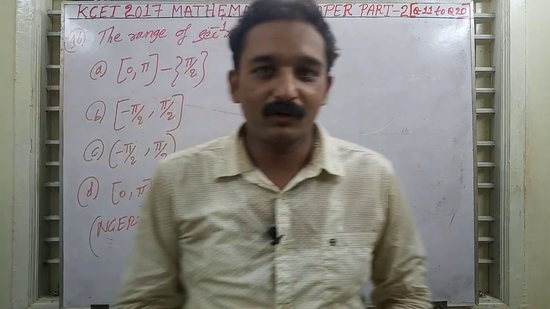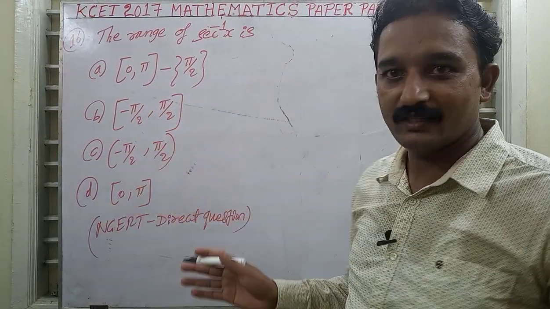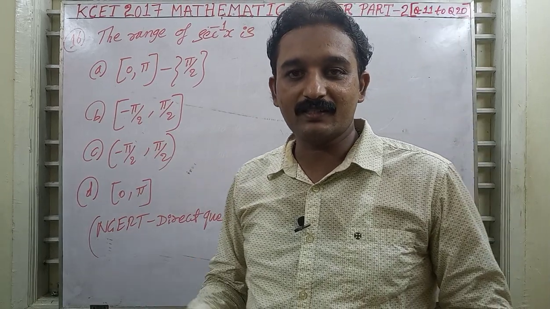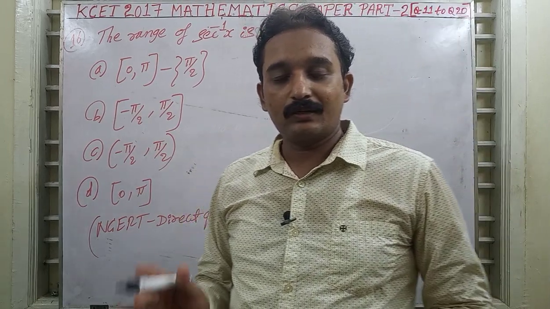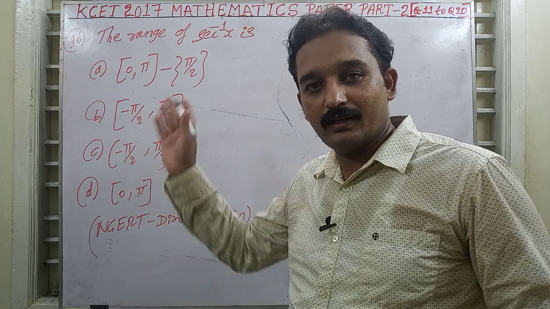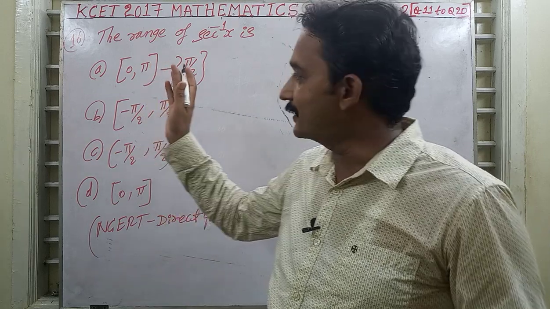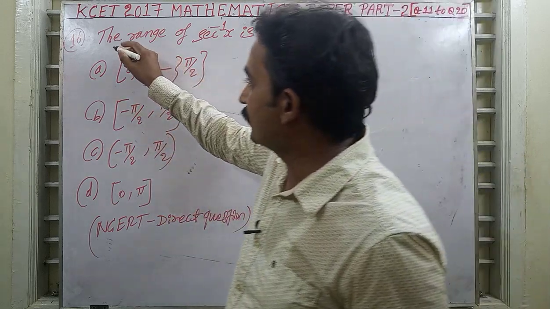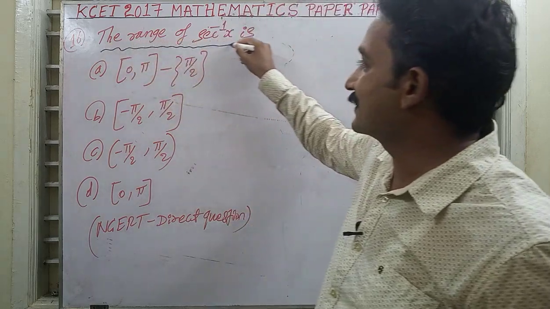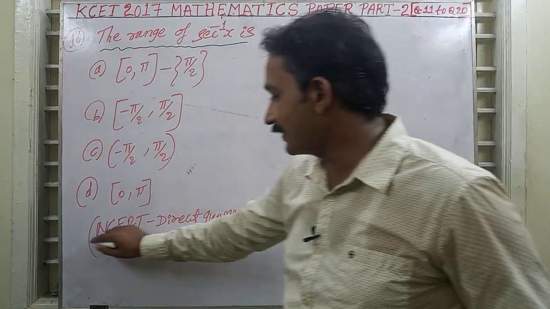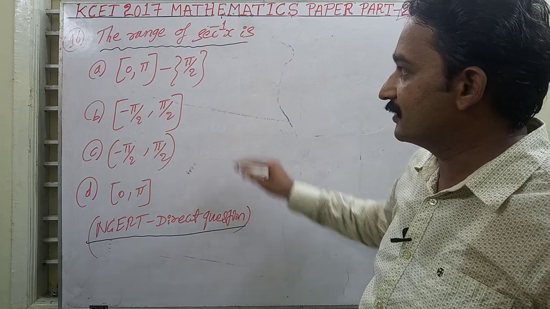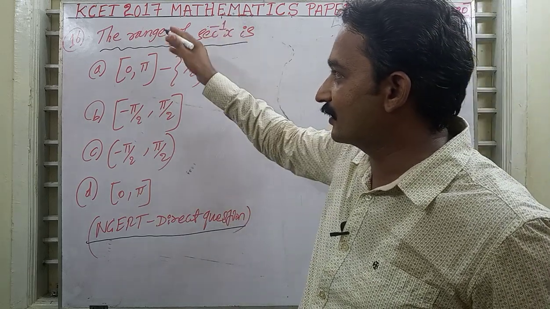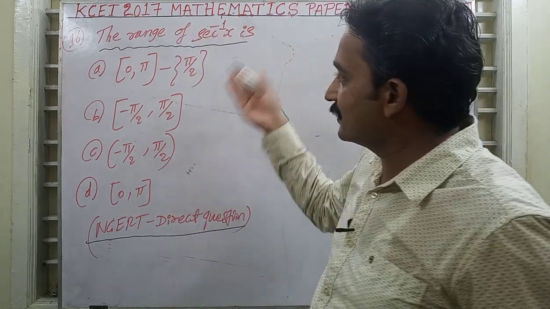So now let us move on to the next question, question number 16. This question is based on the chapter inverse trigonometry. Usually they ask one or two questions on this chapter in KCET. Let us take the first question. So let us see the question: the range of secant inverse x. Direct question, NCERT direct question. They ask this question in theory also, carrying 1 mark.